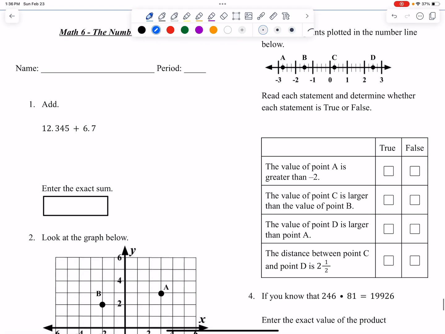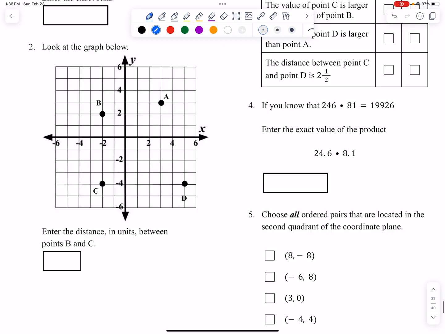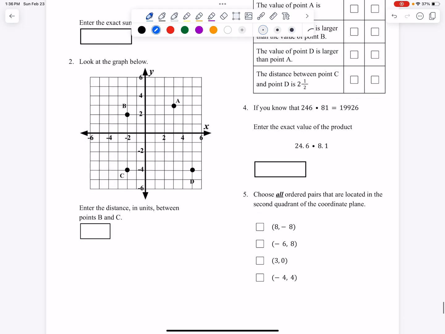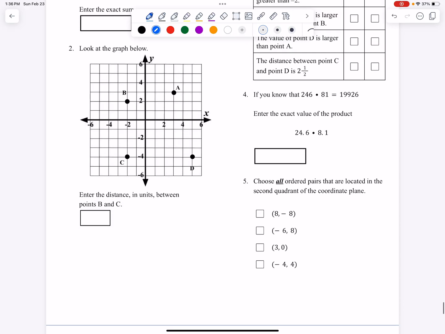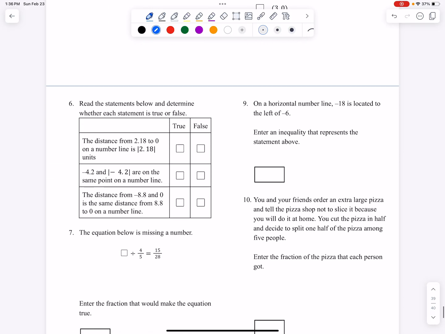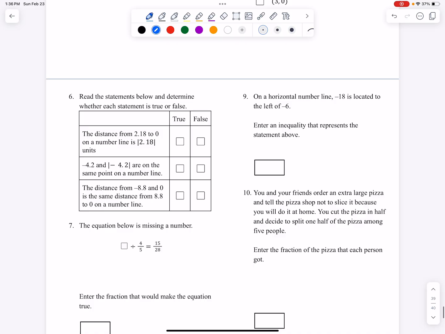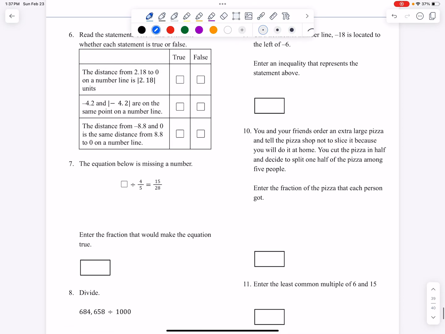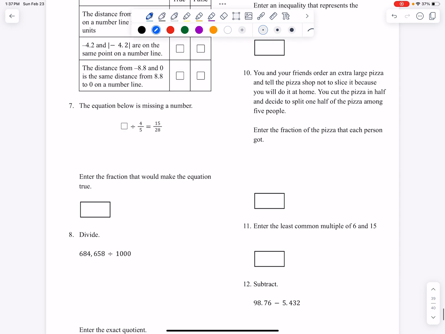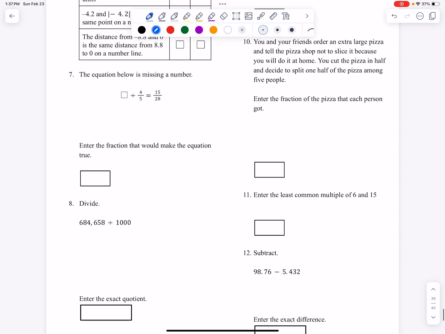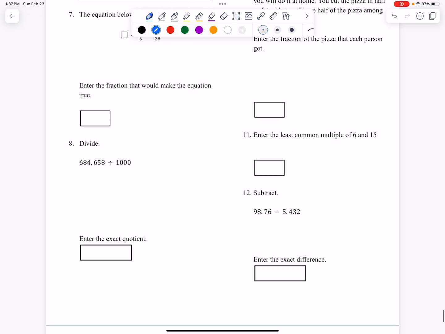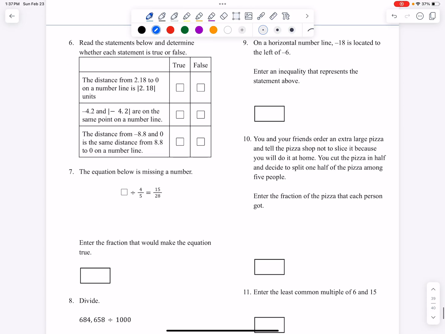Okay, I'm adding decimals. That doesn't look that bad. I got some graphs, find the distance between 2 points. That's just counting. I got some multiplication for number 4. I got quadrants, so again, graphing. Looks like I got horizontal number line stuff. I got distance stuff, absolute values. Okay, that's not bad. I got to deal with the fraction. I'm dividing numbers. Ooh, okay. Subtracting numbers with decimals, not horrible. Multiples. Okay, not that bad. I think we could do this.